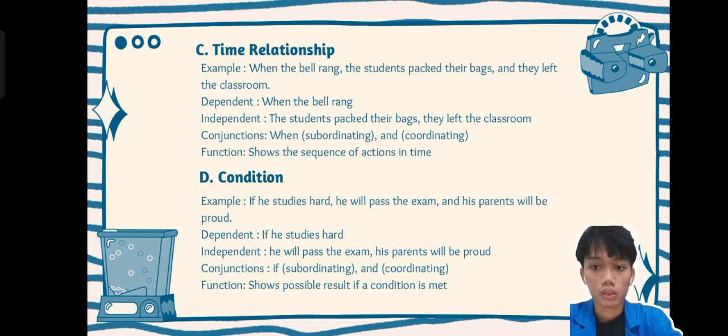Now let's look at a conditional relationship. Example: if he studies hard, he will pass the exam and his parents will be proud. The dependent clause, if he studies hard, expresses the condition. The two independent clauses describe the result: he will pass the exam and his parents will be proud. This kind of sentence expresses possibilities and consequences in a clear and logical way.